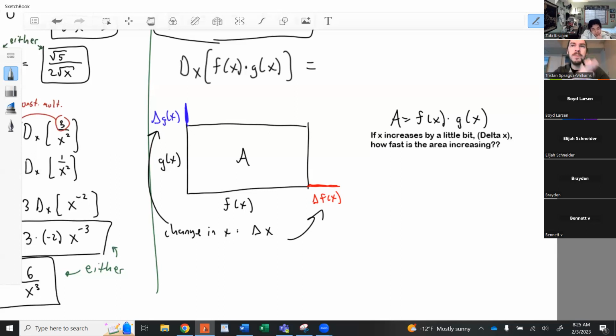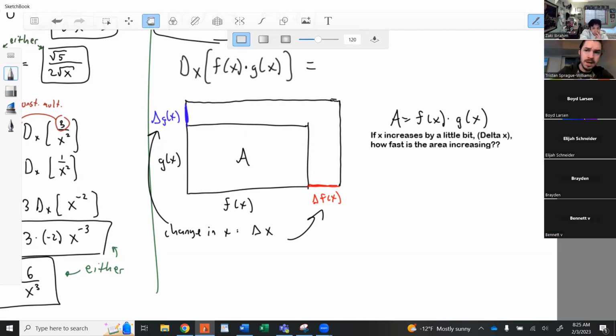For the purposes of this picture, I have drawn those changes as positive changes, like they both got bigger. But it doesn't have to be that way. This picture is just a construct to help us figure this out. For the drawing, they'll be positive, but they could be negative, it could be whatever. Okay, so what we want to do now is look at this whole region around the outside here. This is the change in the area, right?